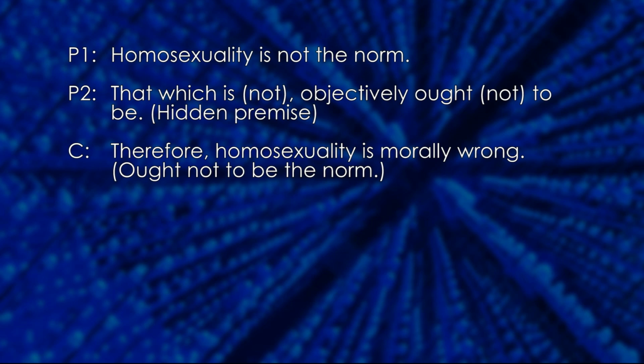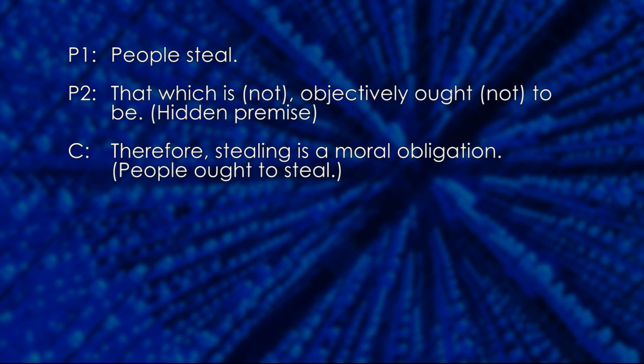Or, premise, homosexuality is not the norm. Conclusion, therefore homosexuality is morally wrong. If you can't see the problem, have a look at this. Premise, people steal. Conclusion, therefore stealing is a moral obligation, as in people ought to steal. Get it now? You cannot derive an ought from an is alone.